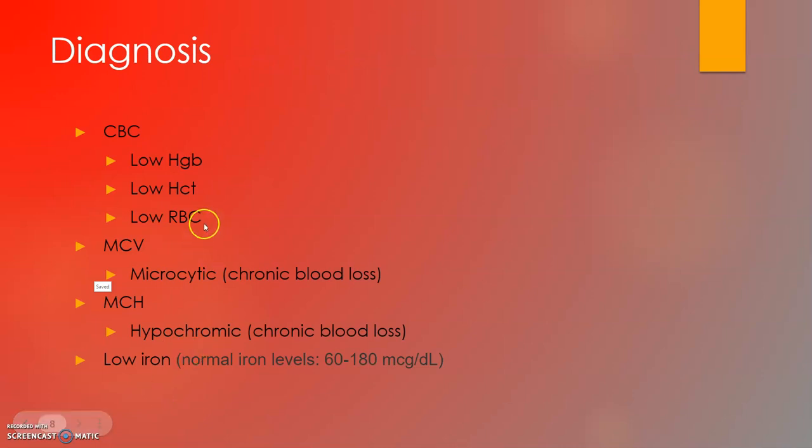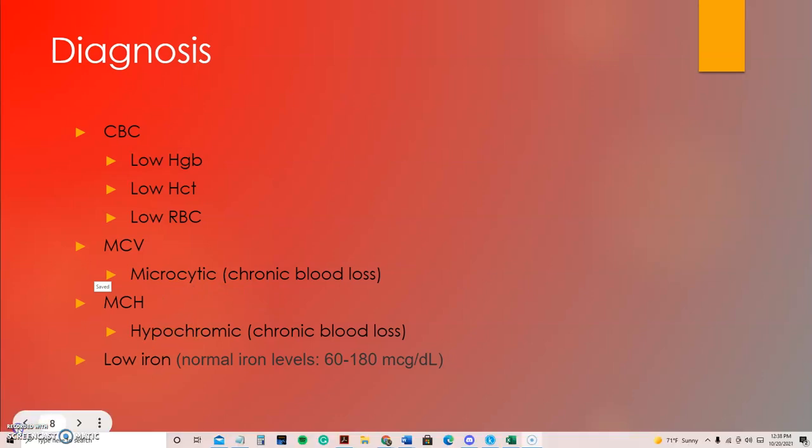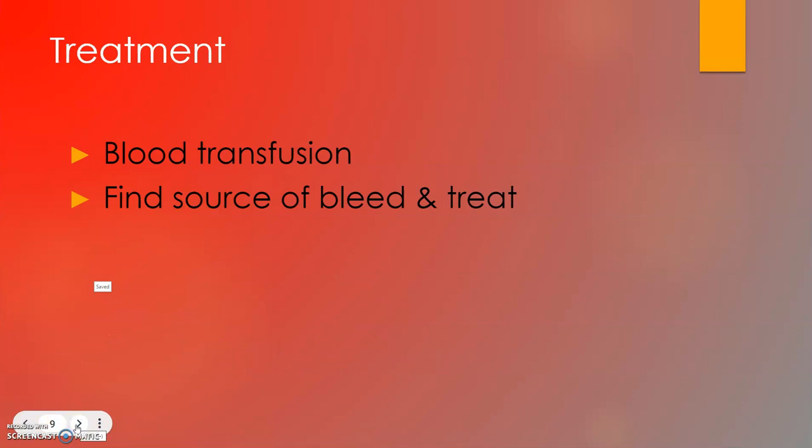On the CBC, you're going to see a low hemoglobin, low hematocrit, low red blood cell count. If it's a chronic loss and your body's had time to try to compensate, you may see microcytic and hypochromic red blood cells, and that's because you're going to pump it out so quickly. You're also going to see low iron if it's a chronic blood loss.